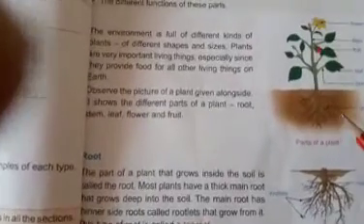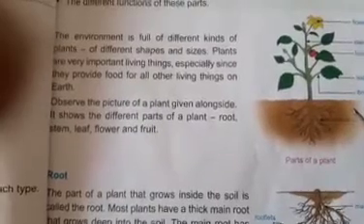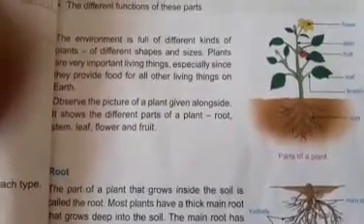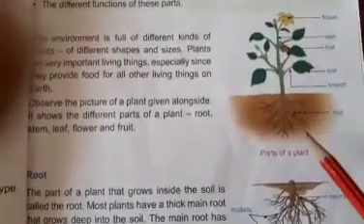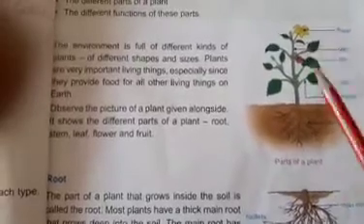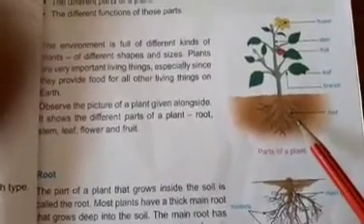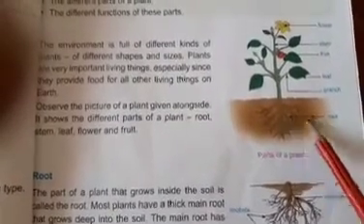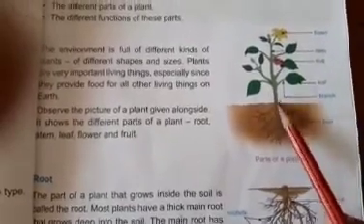Okay, now see kids, observe this one picture. A plant is given alongside this side. See, parts of this one plant. It is the whole plant, okay? And this is the root. Under the ground, roots grow. Above the ground, the shoot system grows.